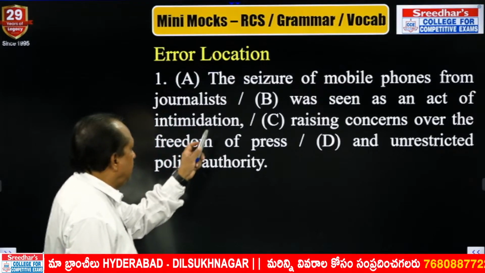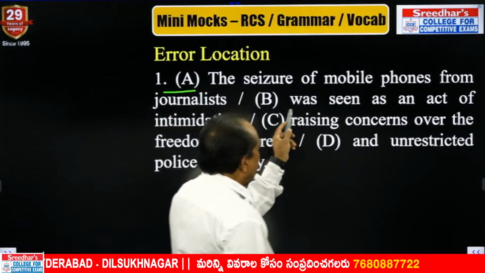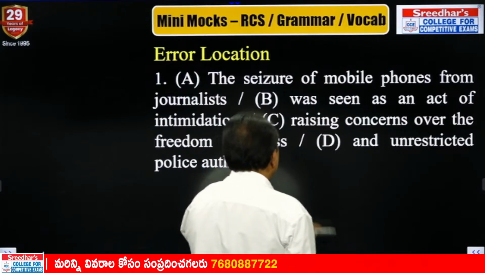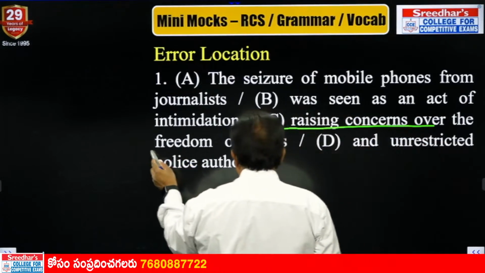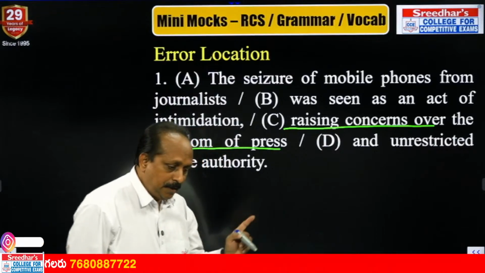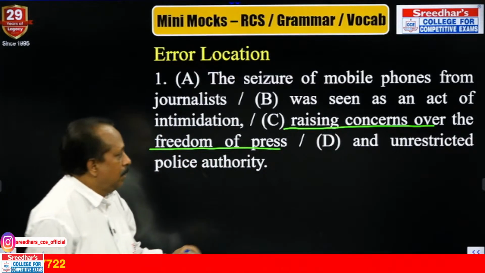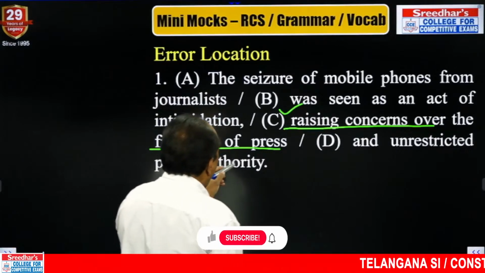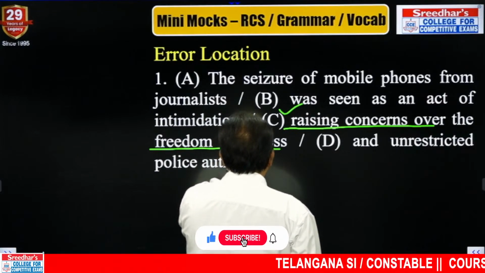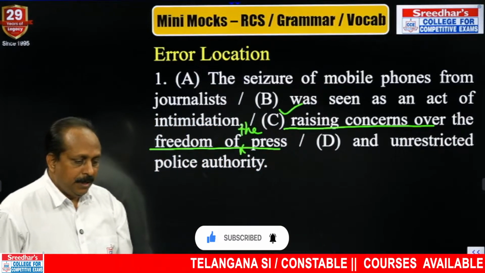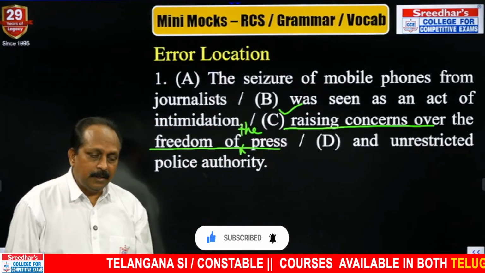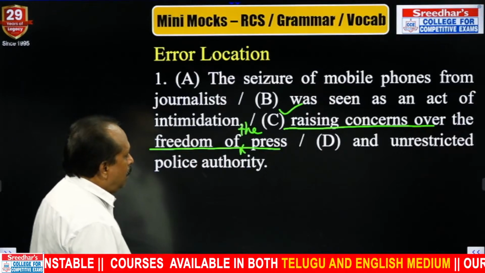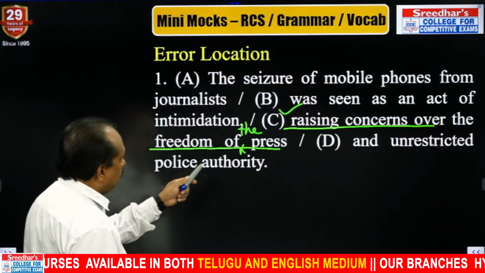Okay, we started. C. Here A, then we have an error here. This is C: raising concerns over the freedom of press. There is an error. Raising concerns, nothing wrong. Over the freedom, nothing wrong. But "of press" is not correct. We have to say "of the press". Freedom of the press. Without the definite article, it is not correct. The definite article "the" is missing in the third part. Raising concerns over the freedom of the press.